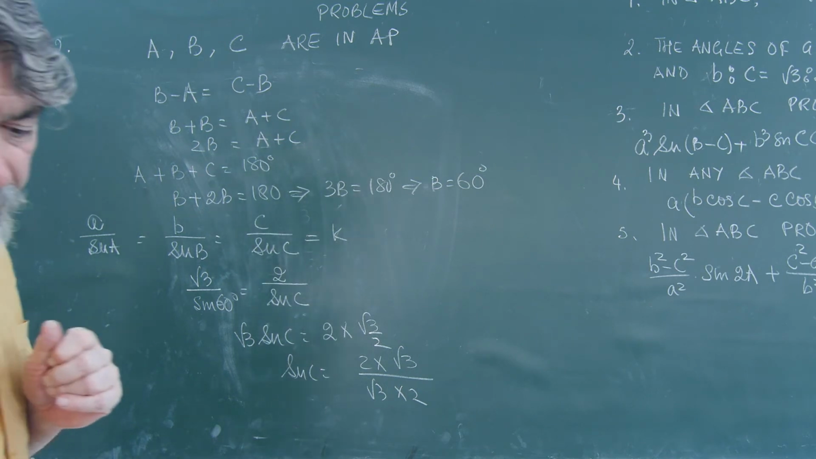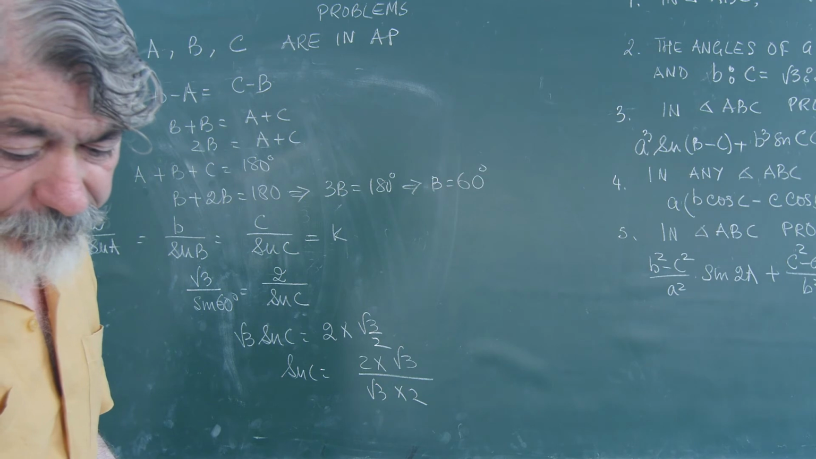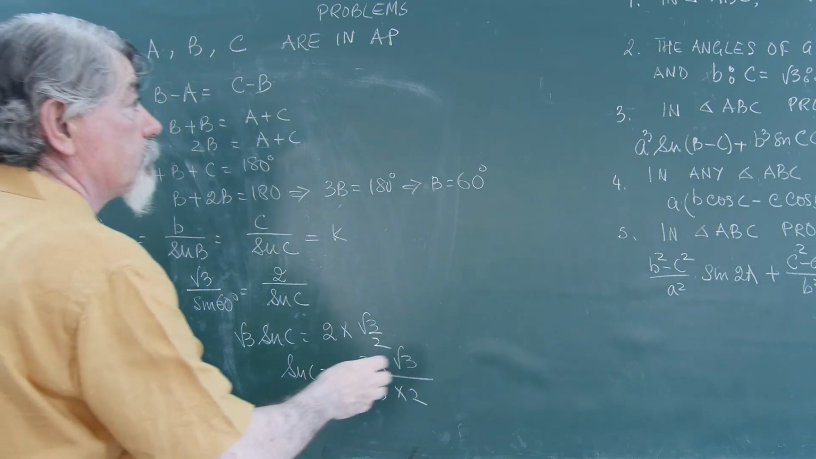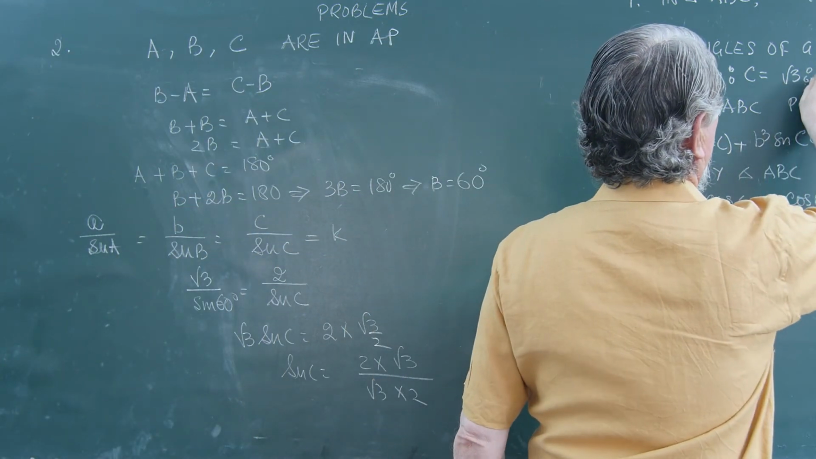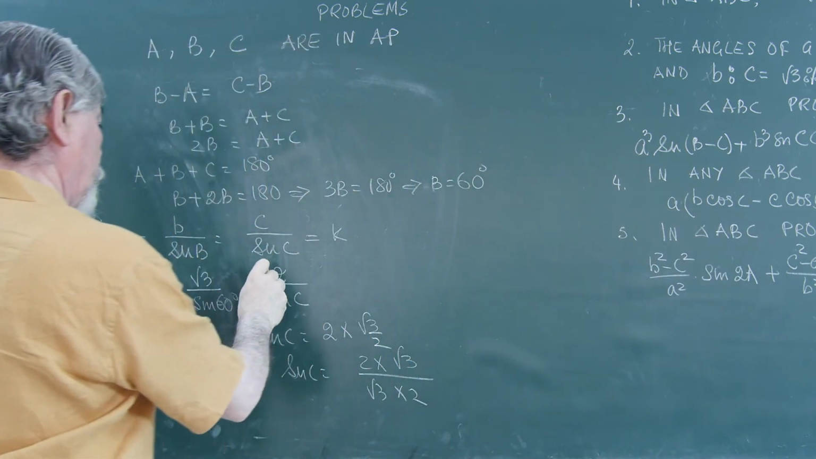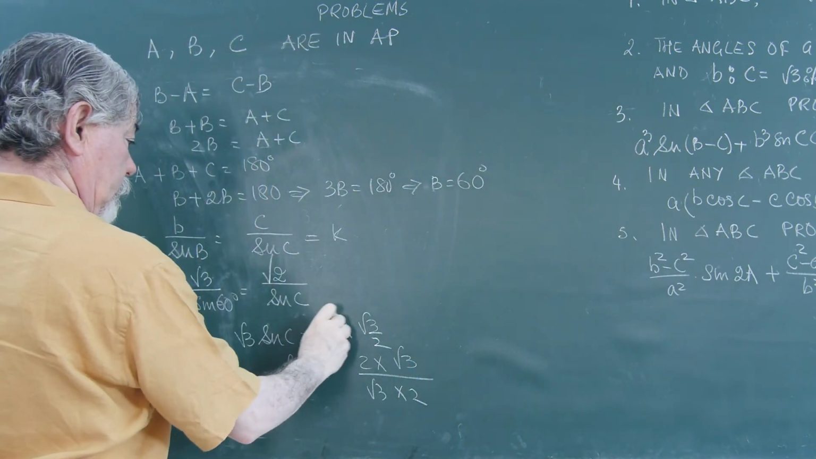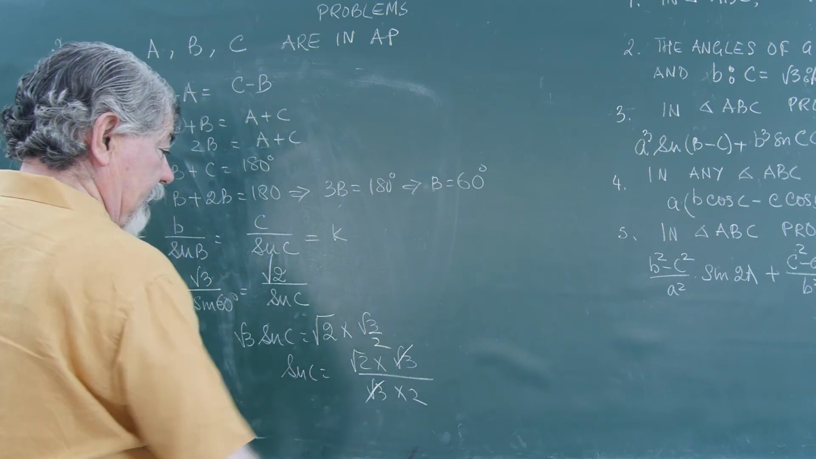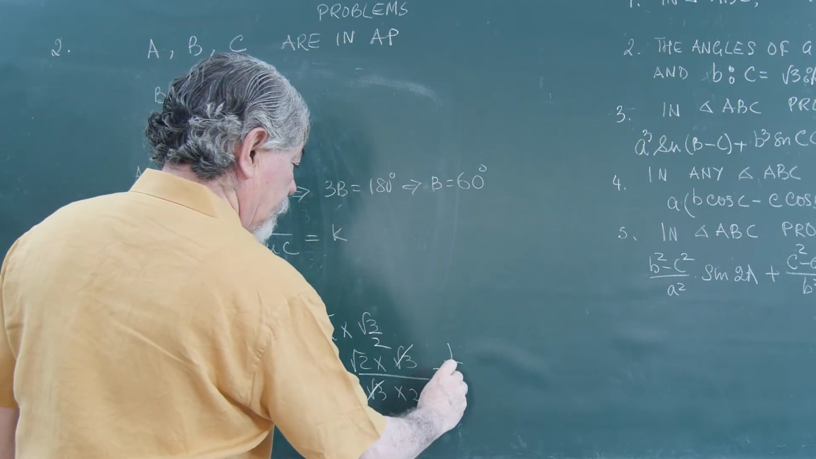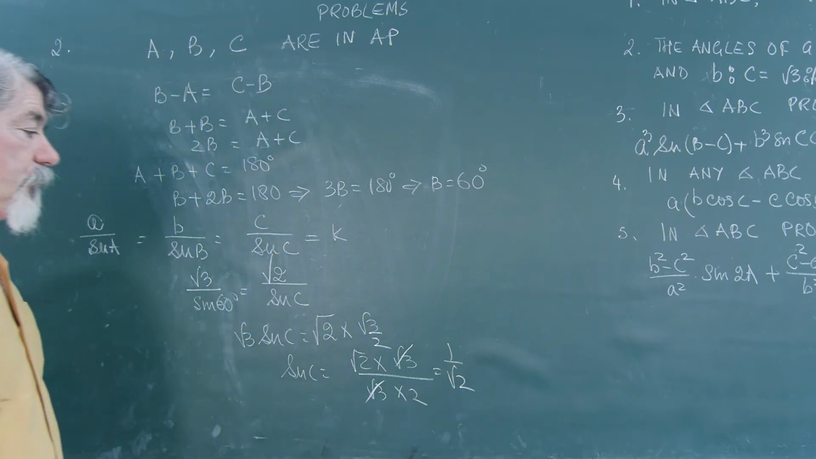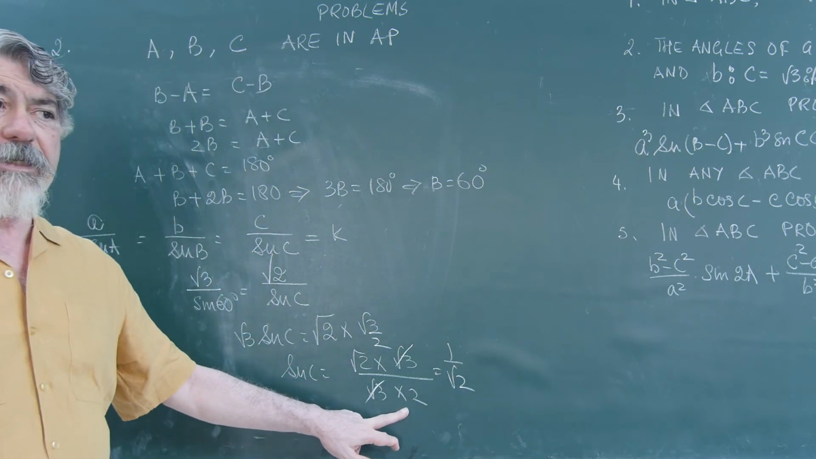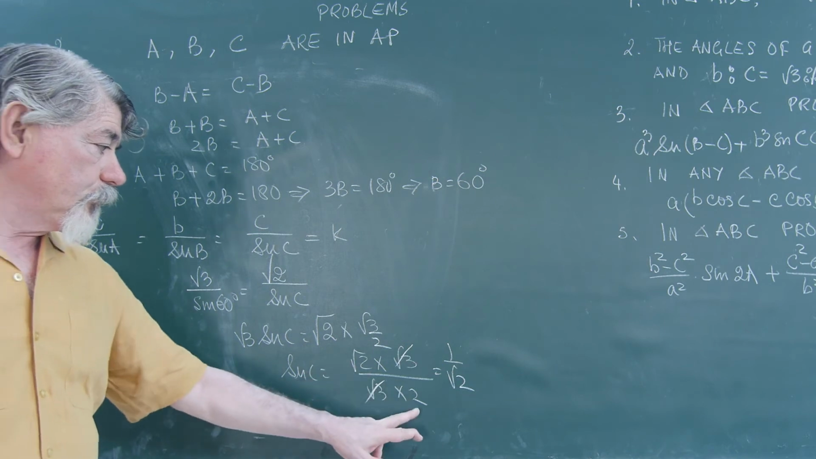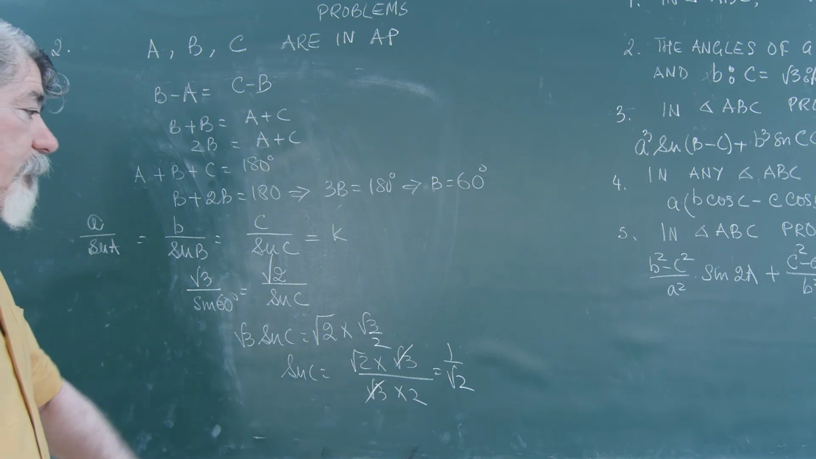Root 3 upon 2 is given, or root 3 upon root 2 is given? Root 2 is given. This root 2 here, and root 3 will cancel. It will become 1 upon root 2, because 2 can be written as root 2 into root 2. So root 2 will cancel. So sine C is equal to 1 upon root 2.